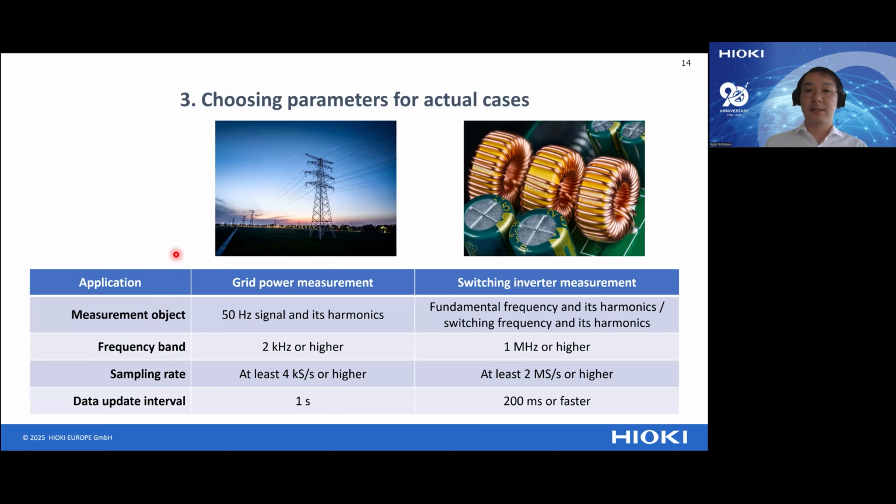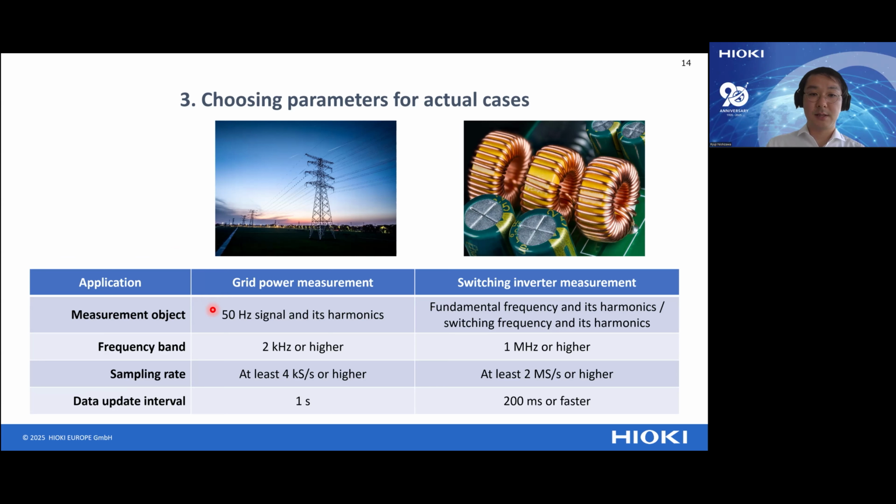Then let's look at a summary of these 3 key specs points. The first one is grid power measurement, like checking, as I discussed earlier, the power consumption of factory equipment. Here we are typically dealing with the 50 Hz signal and its harmonics. The reason we need to include the harmonics is because of the distortion from the other equipment they have. So it is common to measure up to the 40th harmonic.